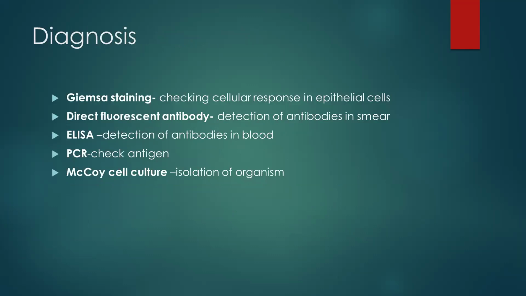So how is trachoma diagnosed? It can be diagnosed through a number of measures. The first is Giemsa staining, which checks cellular response in epithelial cells. Then there is direct fluorescent antibody, which detects antibodies in a smear. Then there is ELISA, which detects antibodies in blood. Then there is the polymerase chain reaction test, which checks antigen. And then there is McCoy cell culture, which isolates the organism.